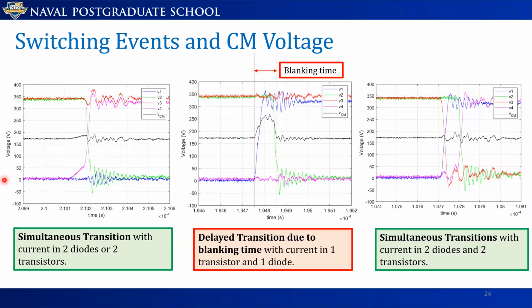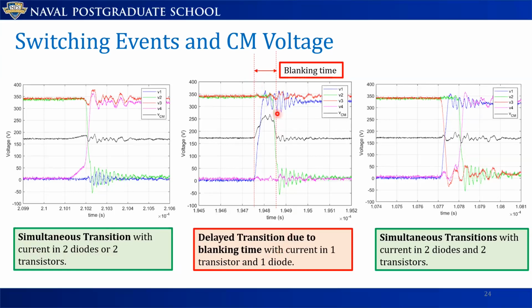But one thing that we want to look at also is the switching events. So we're dealing with silicon carbide devices, and they switch fast. So there is some ringing, and this can account for some of the EMI. But also, the simultaneous transition does not happen all the time. This happens when there is current in 2 diodes or 2 transistors.